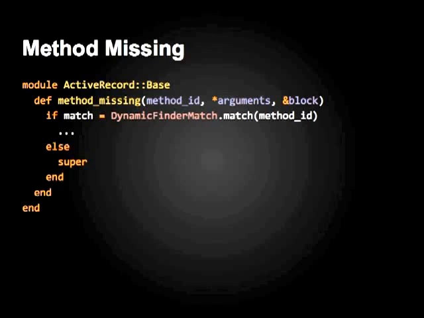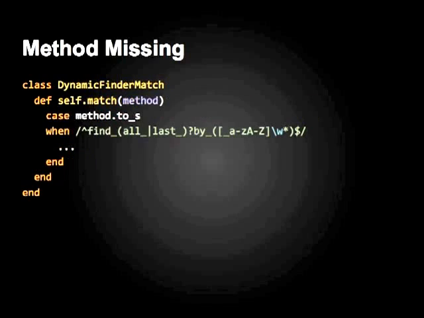And then it says, if match, it invokes this DynamicFinderMatch, and we'll look at that in just a second, then it does stuff. Else it just calls super, which is going to start looking higher in the inheritance chain for another method_missing method. This DynamicFinderMatch looks at the method you're trying to call and converts it to a string, to handle it in a certain way. So for our find_by_color, this regular expression would catch that, and then it would deal with that appropriately. Things like ORMs are wonderful examples of where method_missing could probably do your project some good.